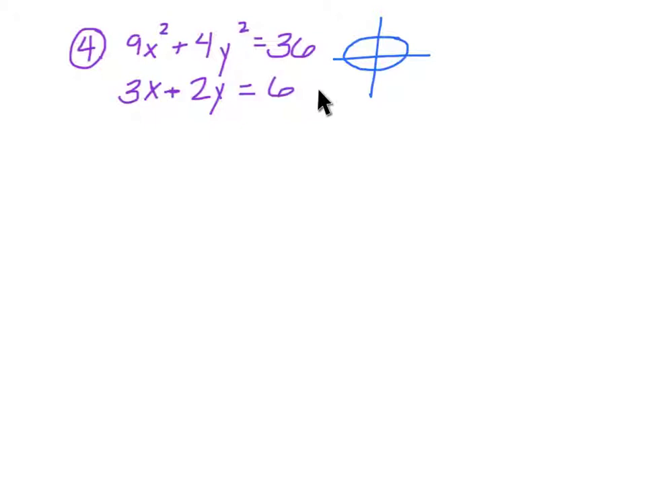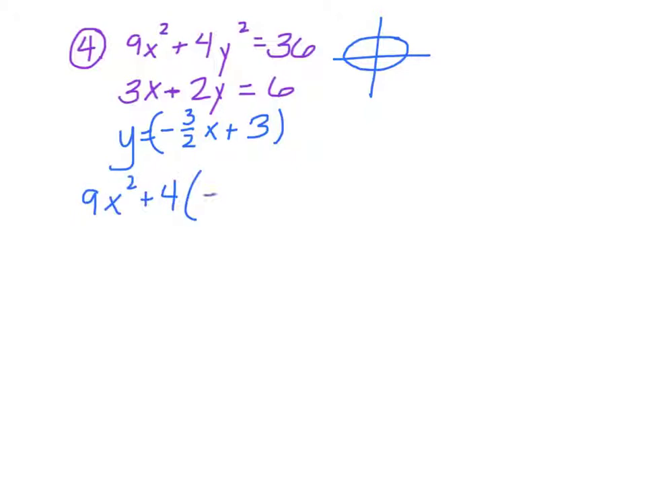I'm going to start by solving the second equation for y. So it's going to be negative 3 halves x plus 3. So that's what I'm going to be plugging in for y. So I have 9x squared plus 4 times the quantity, negative 3 halves x plus 3. And that is just plain unpleasant with the fraction there, isn't it? But that's no big deal.